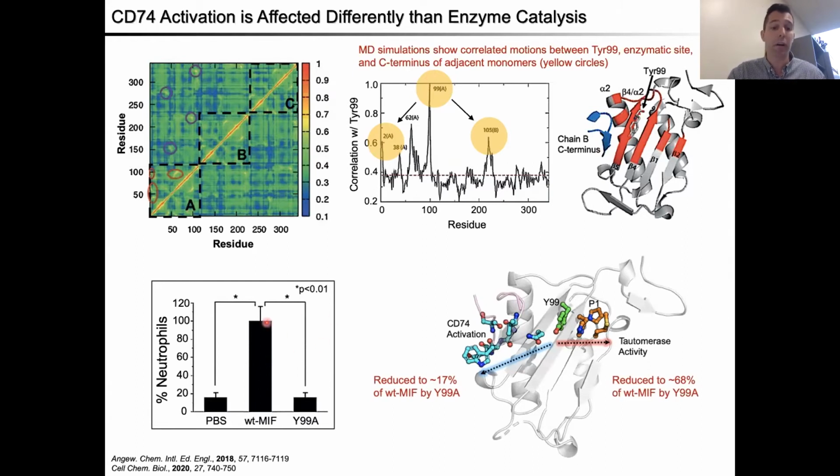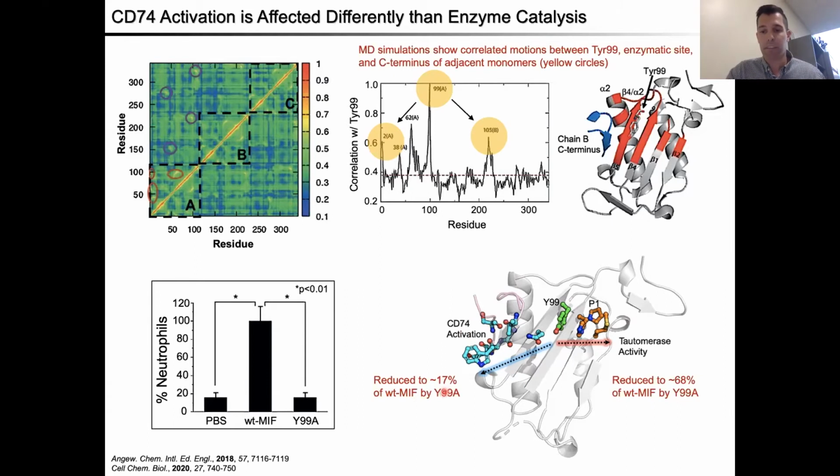So in vivo, tyrosine 99 mutations actually turn off CD74 receptor activation, even though they have nothing to do with the binding site. And so this led us to believe that Y99 could be like a central hub of regulation in between these two sites that almost exist in a perfectly straight line. Okay, the enzymatic activity at the N-terminus and the CD74 receptor activation at the C-terminus.